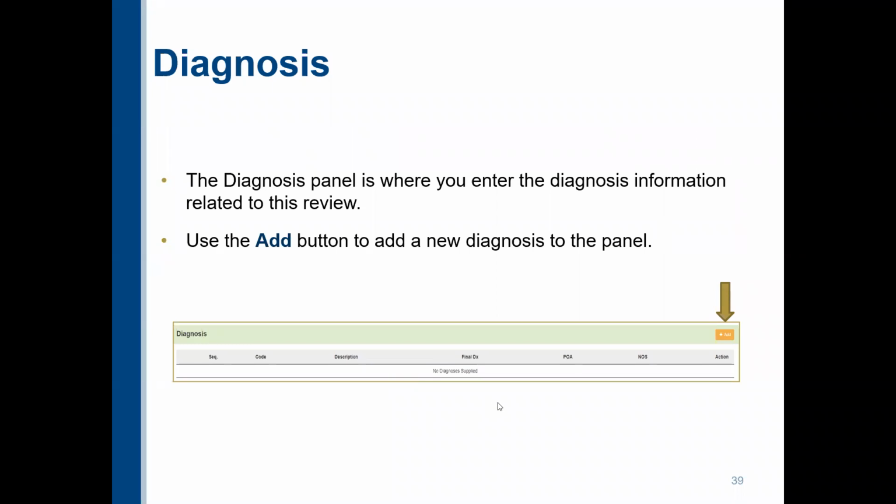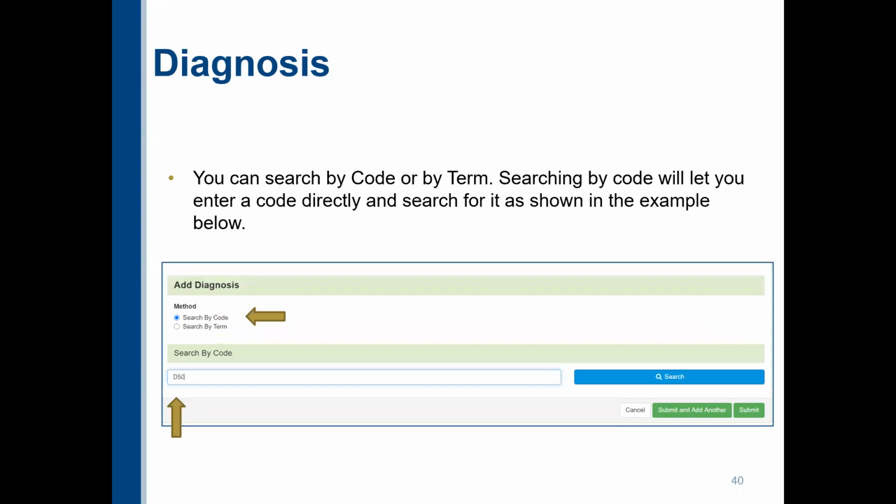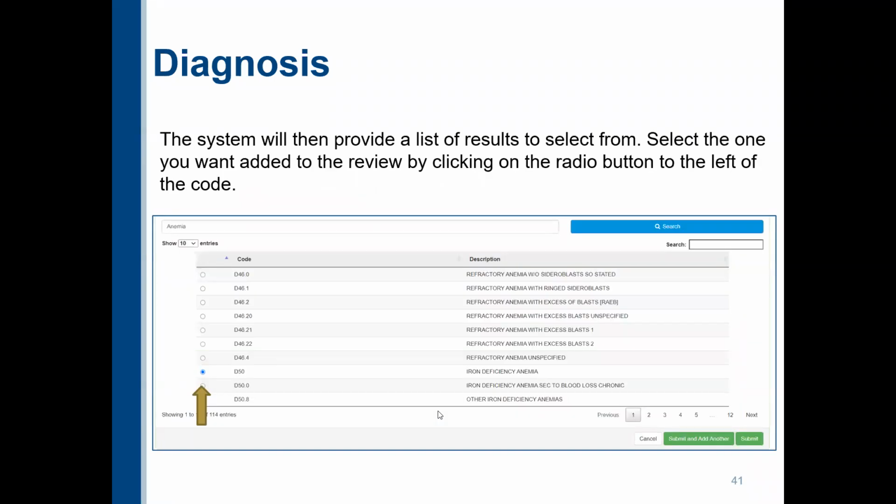Next is the diagnosis panel. This is where you'll enter the diagnosis information related to the review. Use the add button to add a new diagnosis to the panel. You can search by code or by term. Searching by code will let you enter a code directly here in the search box and search for it as shown in the example here, and then select search. The system will then provide a list of results to select from. You'll select the one you want added to the review by clicking on the radio button to the left of that code.